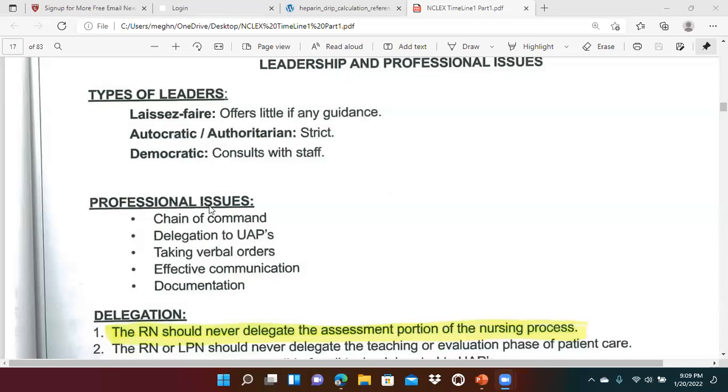Next one is professional issues. So first one is chain of command, delegating of UAP, taking the verbal order, effective communications, and documentation.